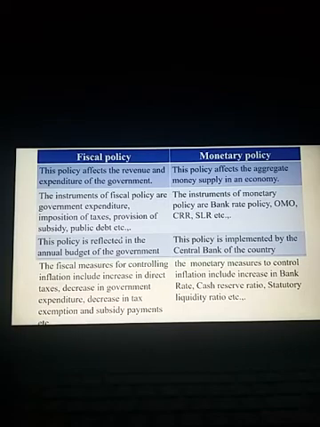Come to third. Fiscal policy is reflected in the annual budget of the government. That means you know the meaning of the term budget. Last class also you made a mention of this.